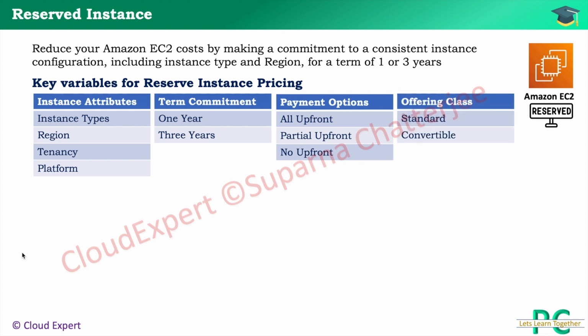And next, the offering class. If your compute needs change, you might be able to modify an existing reserved instance. It depends on the offering class you have selected. Currently, AWS offers 2 different classes. Under the standard offering class, you will get the most significant discount. A standard reserved instance can be exchanged.